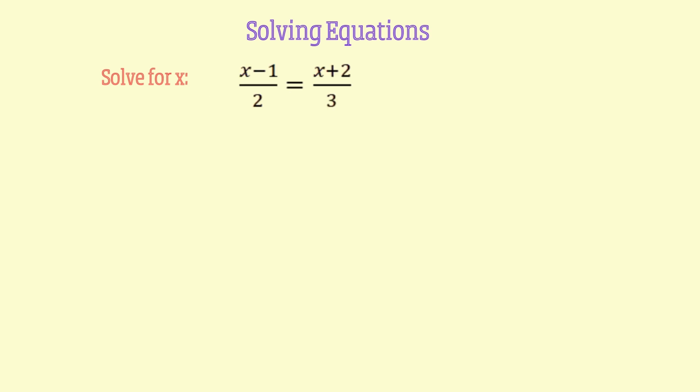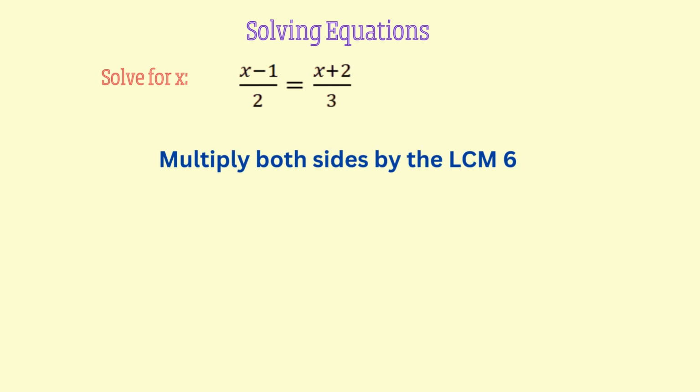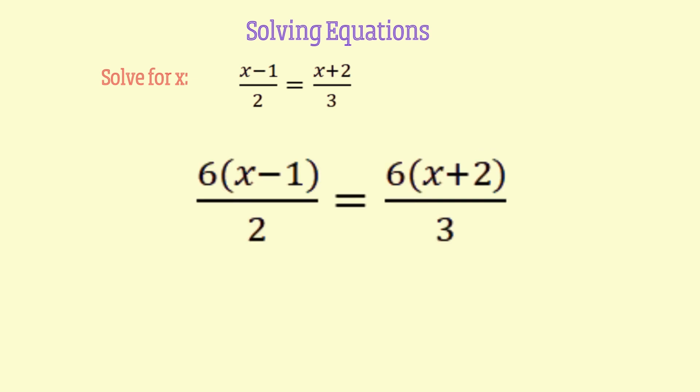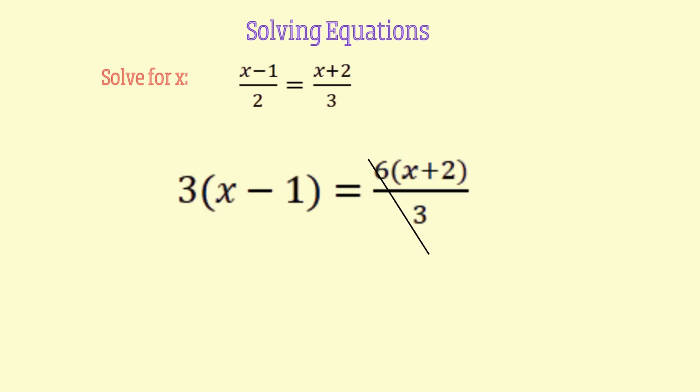Let's try another. x minus 1 over 2 equals x plus 2 over 3. Notice we have two different denominators. So our first aim is to get rid of the fractions by multiplying both sides of the equation by the LCM of the denominators. The LCM for 2 and 3 is 6, so we'll multiply both sides by 6. The brackets are extremely important since the numerator has more than one term. We can now get rid of the fractions. 2 into 6 is 3, and 3 into 6 is 2.